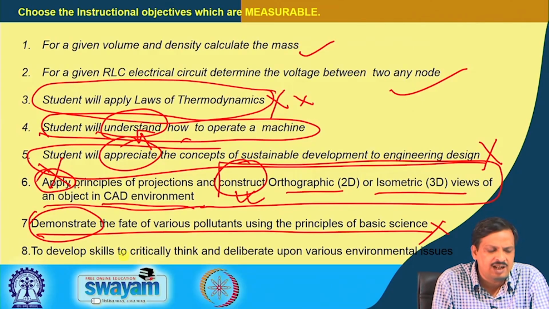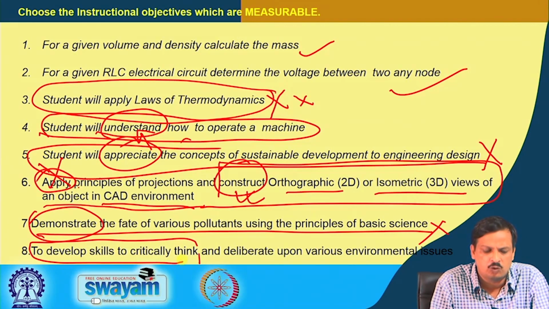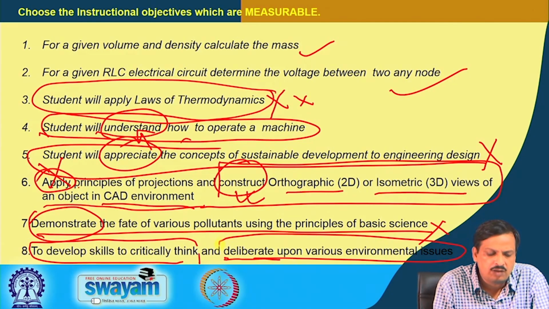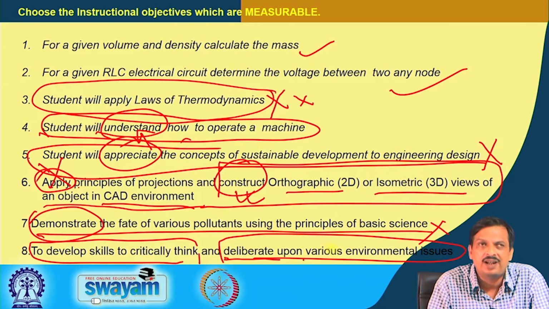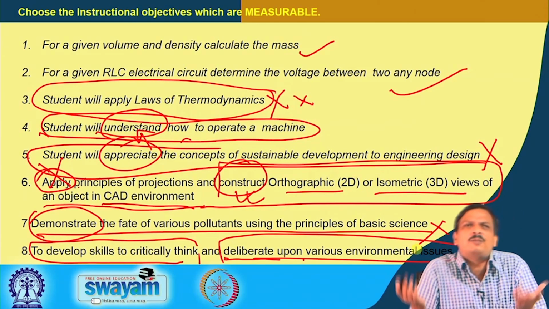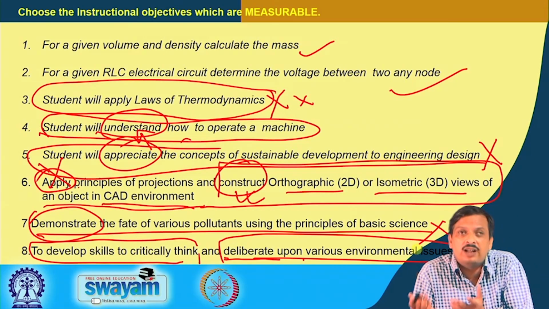To develop skill to critically think, whether I develop skill to critically think does not matter; what I have to do is this, and deliberate upon various environmental issues. So, I have to deliberate upon various issues, how do you measure it? I thought one deliberation is sufficient. Somebody said, no, I never told you that one deliberation is sufficient.